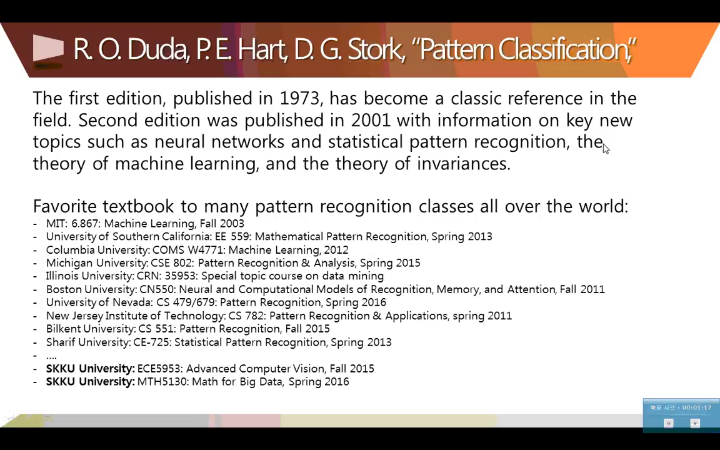So this textbook is really important. The first edition was published back in 1973. The second edition was 2001. It was a key and a very important textbook for many of the pattern classification courses all over the world. Here in our campus, there are 2 courses that use this textbook as a reference, in particular Advanced Computer Vision by Professor Ijun Hu and Math for Big Data, this course by Professor Lee.